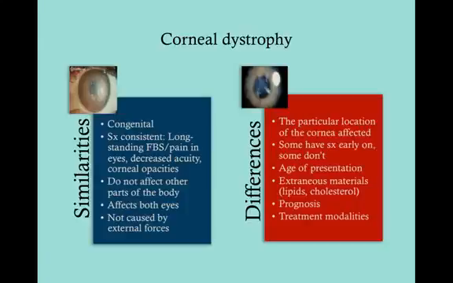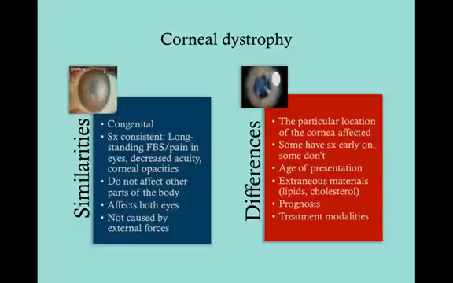So among the corneal dystrophies, and there's about 17 or 18 that are known, and there's probably even more, the similarities are that they tend to be congenital. The symptoms are consistent. There's a long-standing foreign body sensation or mild pain in the eyes, decreased acuity as these corneal opacities come in. They don't affect other parts of the body. These are syndromes, but they don't affect anywhere else in the body except for the eyes. They also tend to affect both eyes similarly at the same time, and they're not caused by external forces. This is a genetic problem. This has nothing to do with trauma or infection.